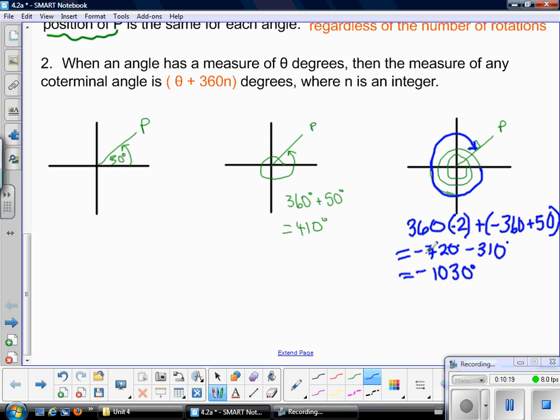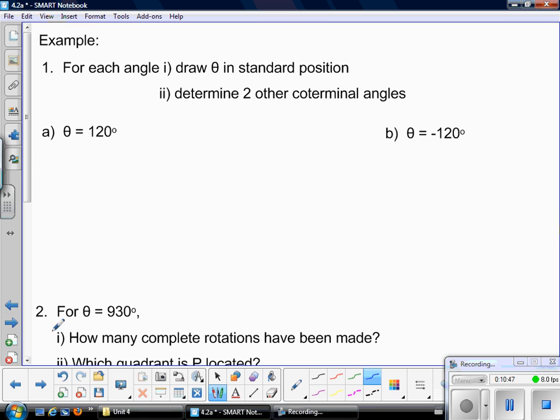Well, you'd be surprised. Students love to go around that many times, especially on a test. Okay, so what we found here is that 50, 410, and negative 1030 degrees are considered coterminal angles. They start with their initial arm on OA, and if they go clockwise, it's negative. If we go counterclockwise, we end up with a positive. Okay, so let's take a look at what we're supposed to do with this.